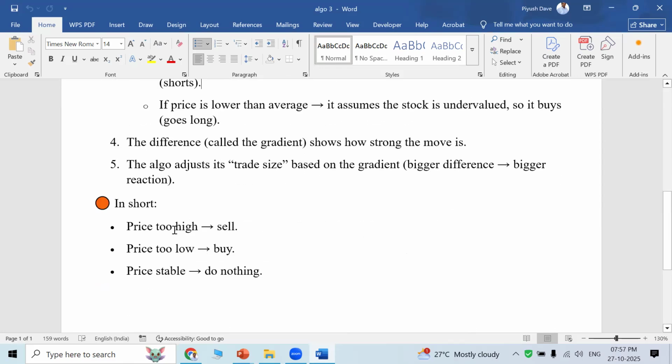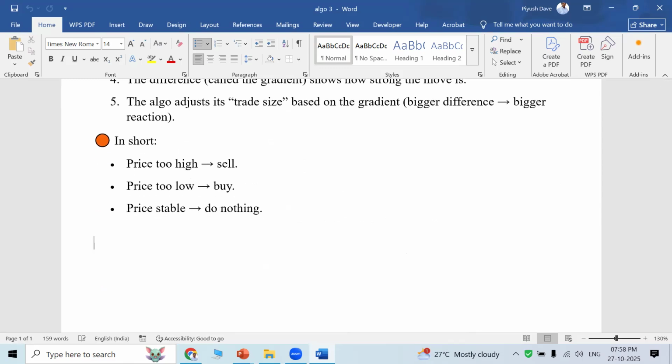So the logic is very simple. If the price is higher than the average, sell it. If the price is lower than the average, buy it. If the price is stable, do nothing. And it continuously does this process. I made this run for 100 seconds. It will take trades continuously based on this logic, and after 100 seconds, it will show the profit or loss statement of what happened in those 100 seconds.